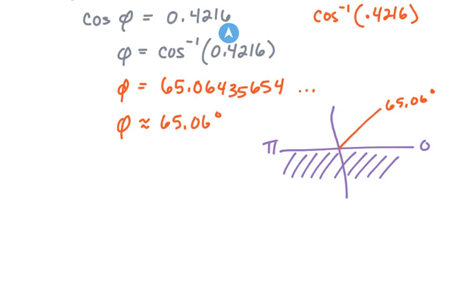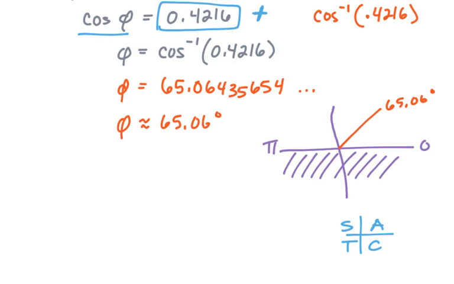Now, cosine of phi was equal to a positive number. So we have to think, where else is cosine phi positive? So going back up here, cosine was equal to a positive value. In which quadrant is cosine phi going to be positive? All students take calculus. We know cosine is also positive in quadrant 4. So how can we write this 65-degree angle down here in quadrant 4? Because we need to include that as our solution.